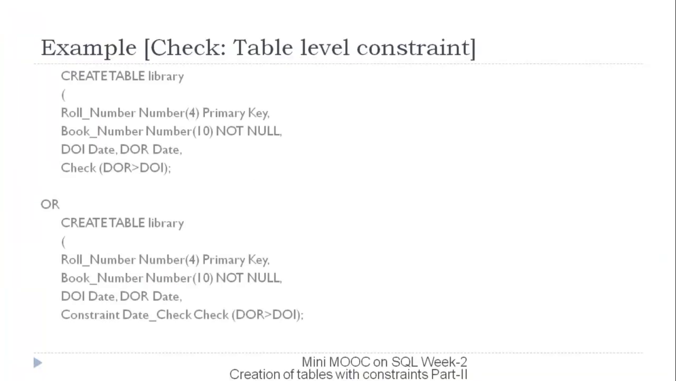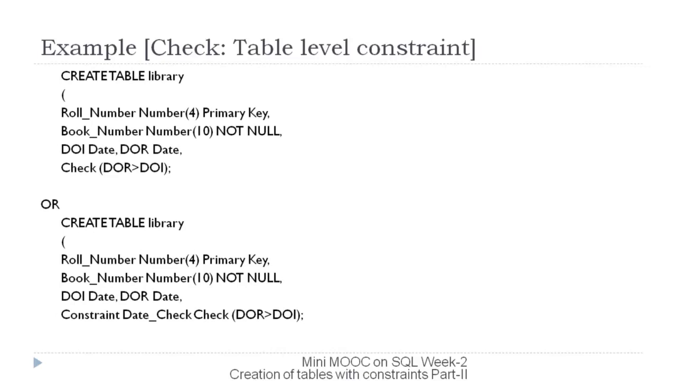In case of library database, we have roll number, book number, date of issue and date of return as its columns. In this case, we wish that date of return should be more than date of issue. For this, we can apply table level constraint by specifying this condition after specifying all the columns. Let us execute this statement to check its result.